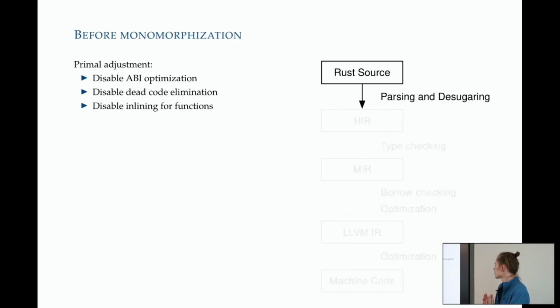After we generate our function, everything happens either before monomorphization, during, or after; at some point in your compilation process, the backend asks: give us all concrete functions we have. Before this happens, we have to make sure that our primals are not modified, so we have to disable ABI optimization, inlining for those functions, and also dead code elimination, because our primal is not called, since the adjoint is not directly connected to the primal.